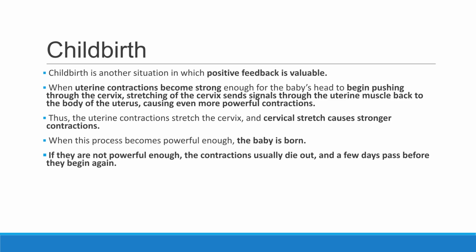Childbirth is another important example where positive feedback is valuable. Uterine contractions cause the baby's head to push through the cervix, stretching it. This stretching signals the uterus to contract even more powerfully.